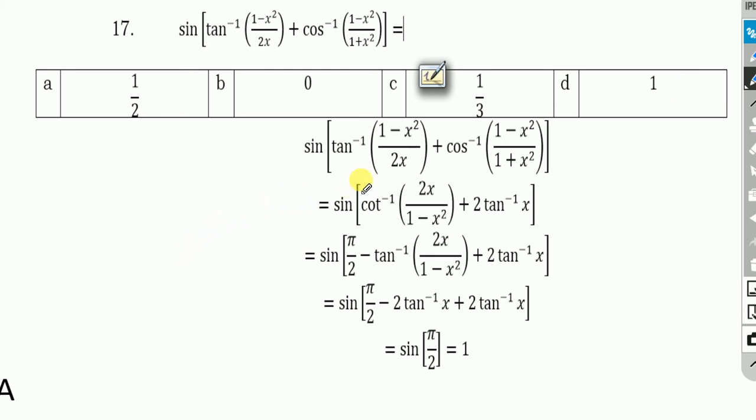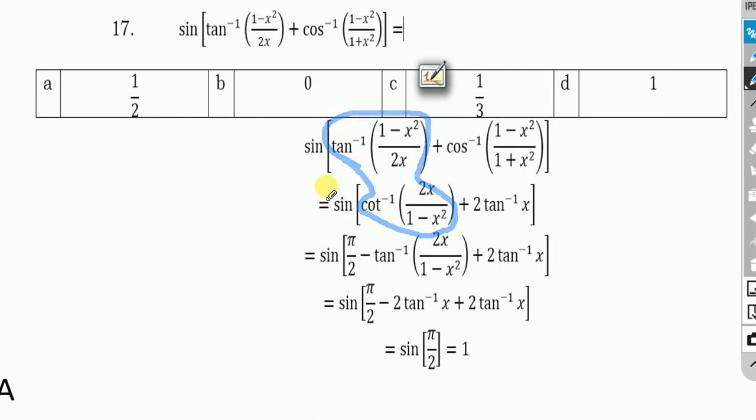Now sin of tan inverse of (1 minus x square by 2x) plus cos inverse of (1 minus x square by 1 plus x square) is equal to, see, this is the given expression for which we need to find the value. Now we can write this tan inverse of x as cot inverse of 1 by x. Therefore I will take the reciprocal of 1 minus x square by 2x, so that tan inverse becomes cot inverse of 2x by 1 minus x square.